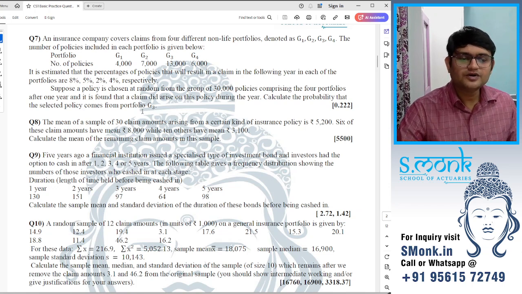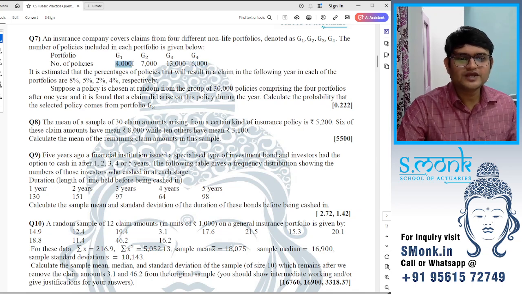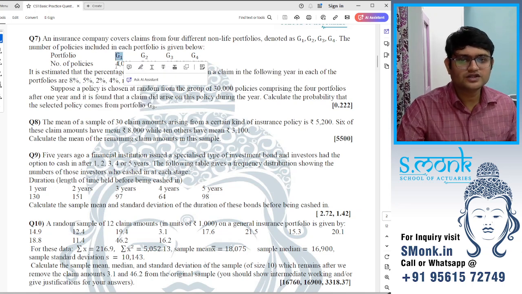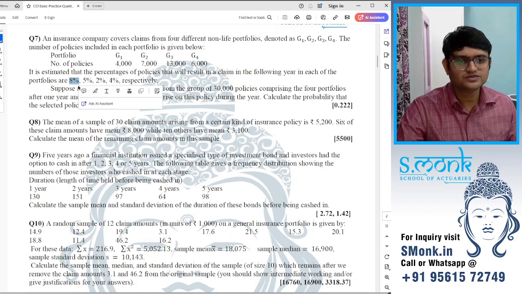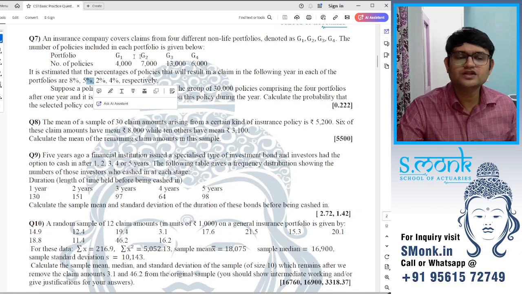This is a simple example of Bayes' theorem, because what do we have? We have these groups. You can call them bags: bag 1, bag 2, bag 3, bag 4. They contain these many policies: 4,000, 7,000, 13,000, and 6,000. And in each of these portfolios or groups, 8% of the first one are going to have claims. Out of these 4,000, 8% will have claims. Out of these 7,000, 5% will have claims. So these are the given information.